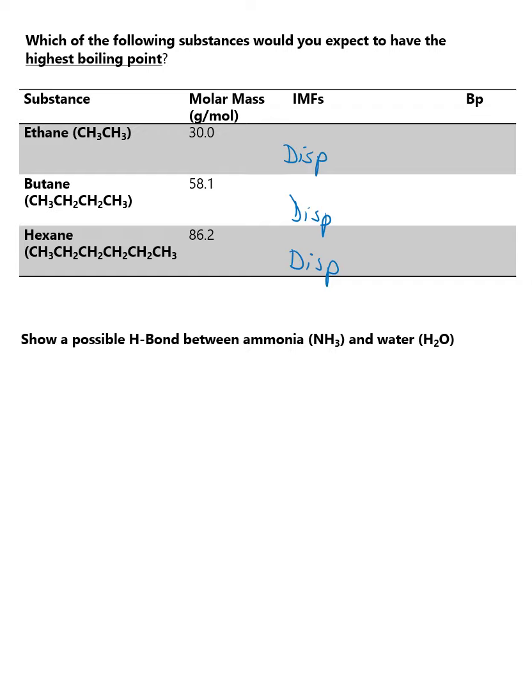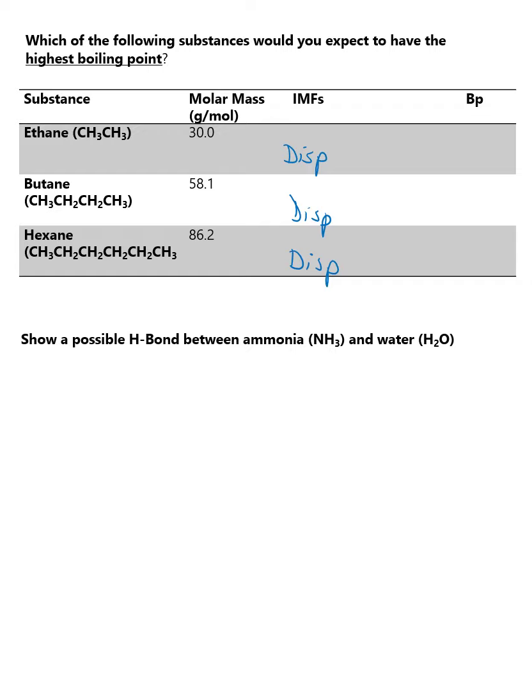So only dispersion. When you have different types of intermolecular forces, you can find out highest and lowest boiling points because the stronger the IMF, the higher the boiling point, which means that the weaker the IMF, the lower the boiling point, right? It is directly proportional. If one is increasing, so does the other one. But in here, all of your intermolecular forces are the same. You don't have dipole-dipole, you don't have hydrogen bonds, you only have dispersion.